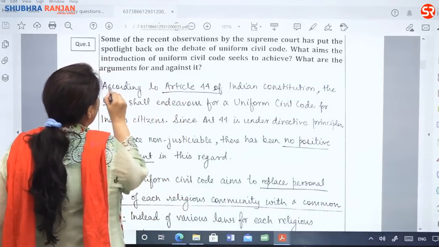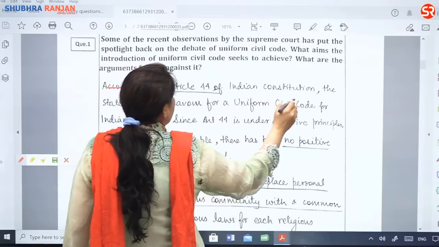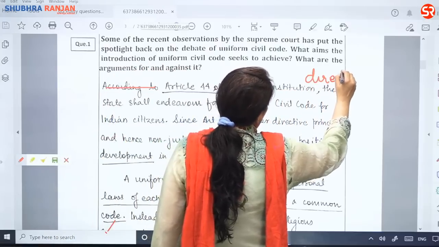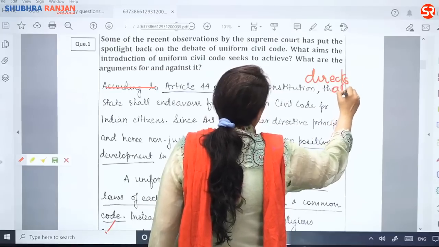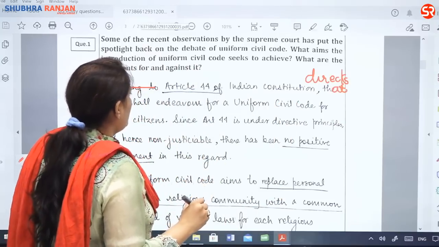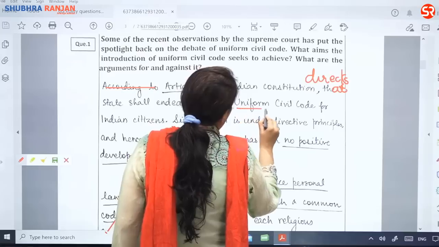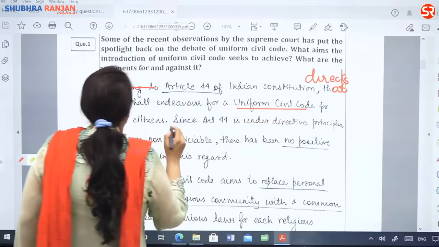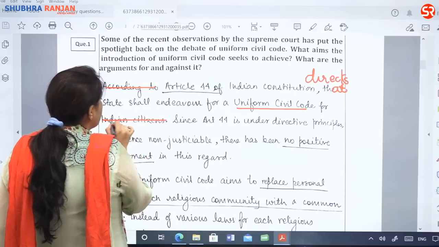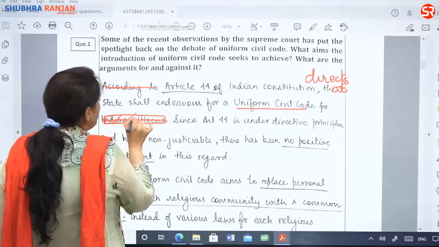I will not waste these words. Article 44 of the Indian Constitution directs that the state shall endeavour to establish or to bring a uniform civil code. Okay, it nowhere mentions Indian citizens specifically, so don't link it.